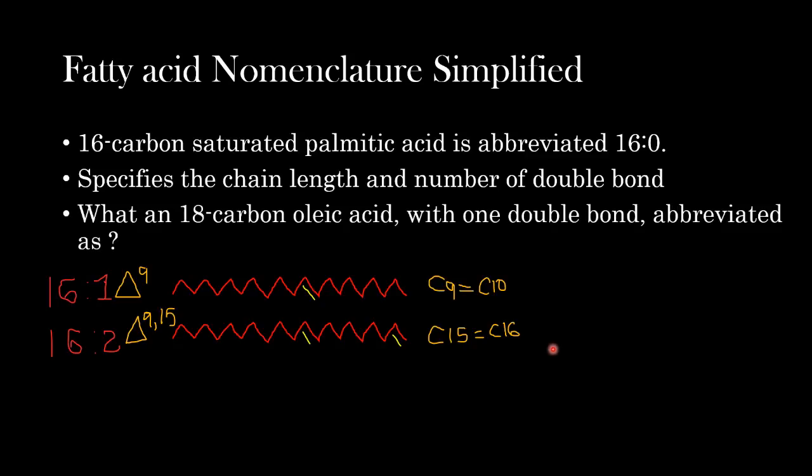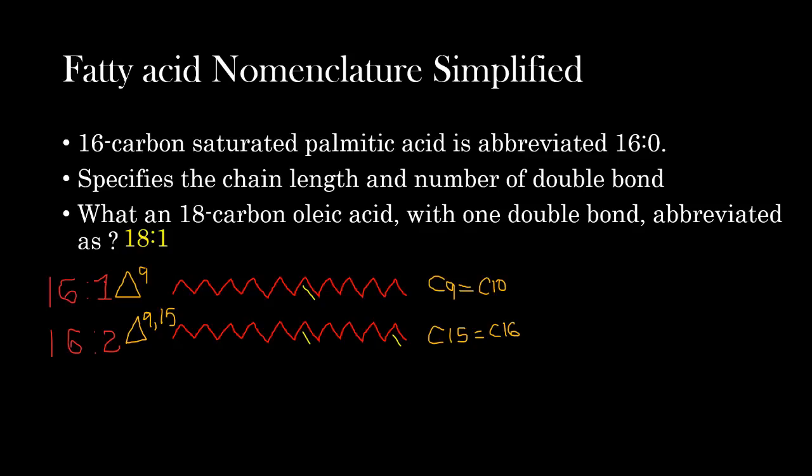So I have a question here. How will an 18 carbon oleic acid with one double bond be abbreviated? Okay, so there are 18 carbons and one double bond. So what will be the answer? Since there are 18 carbons, it will be 18:1, with 1 double bond, right? So the answer will be 18:1. Okay, I think you understand how to name a fatty acid.